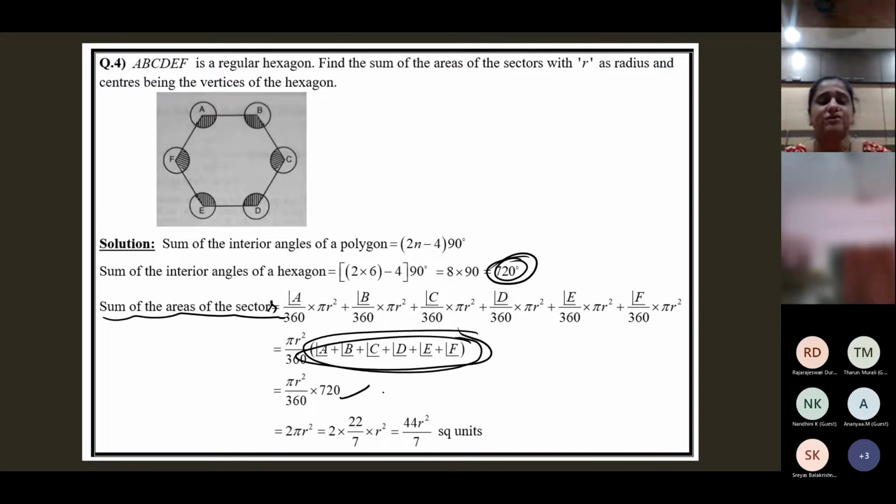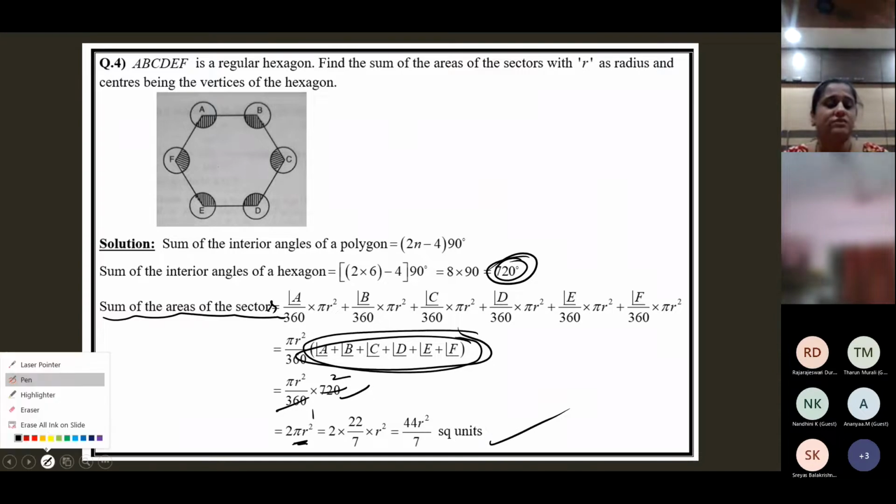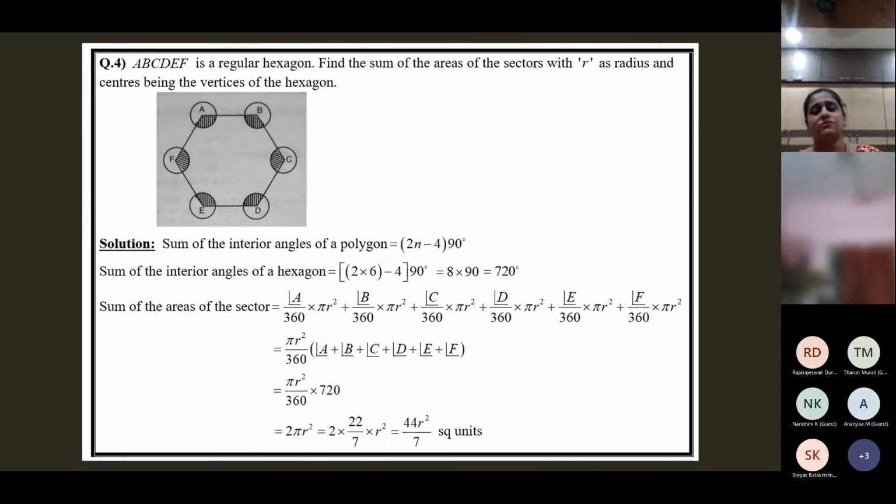So in the next step, 720. Now simplify. 360s are 2. So it's nothing but 2 pi r square. Pi, the value is 22 by 7. So 2 into 22 by 7 into r square, which is 44 by 7 r square square units. Isn't it easy, children? Yes, ma'am.